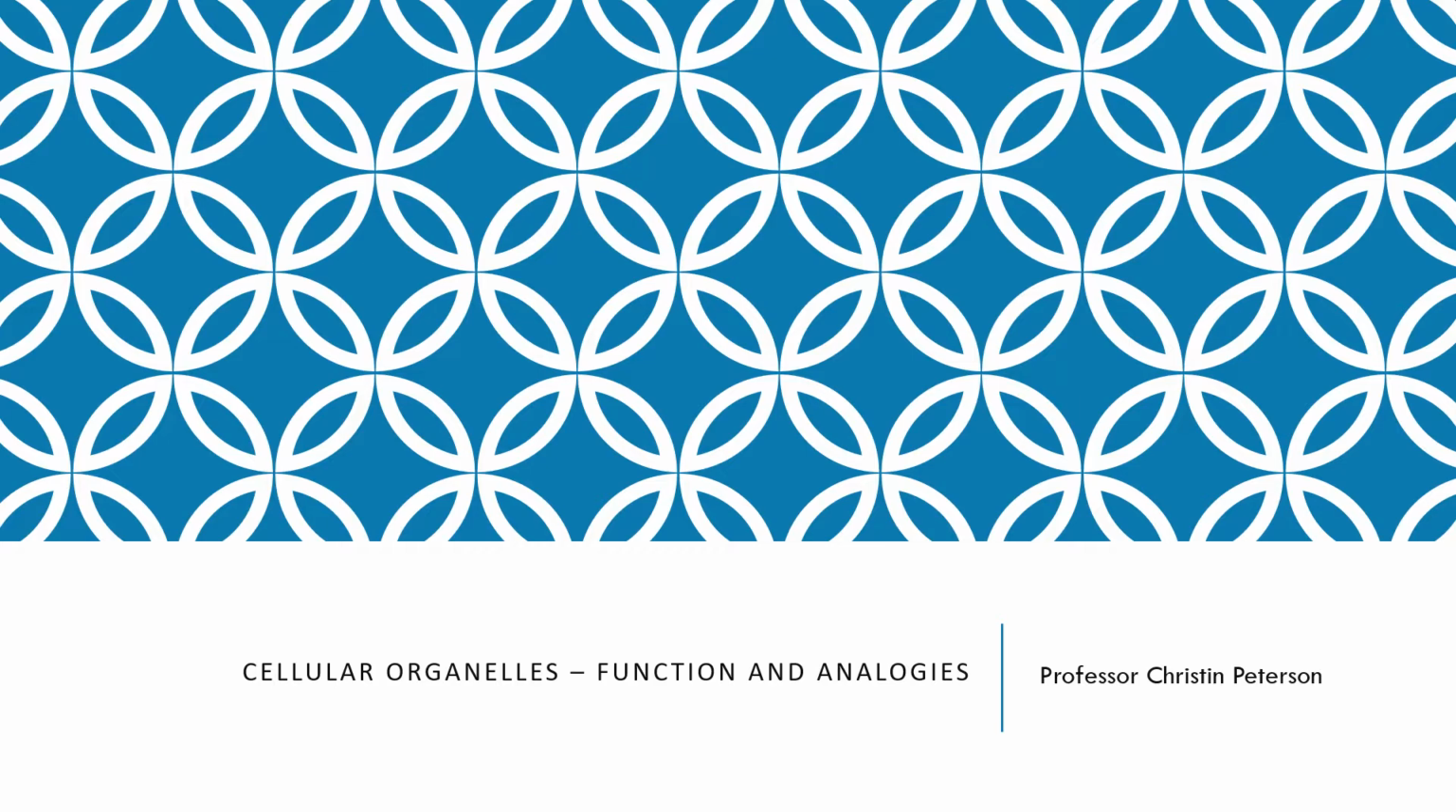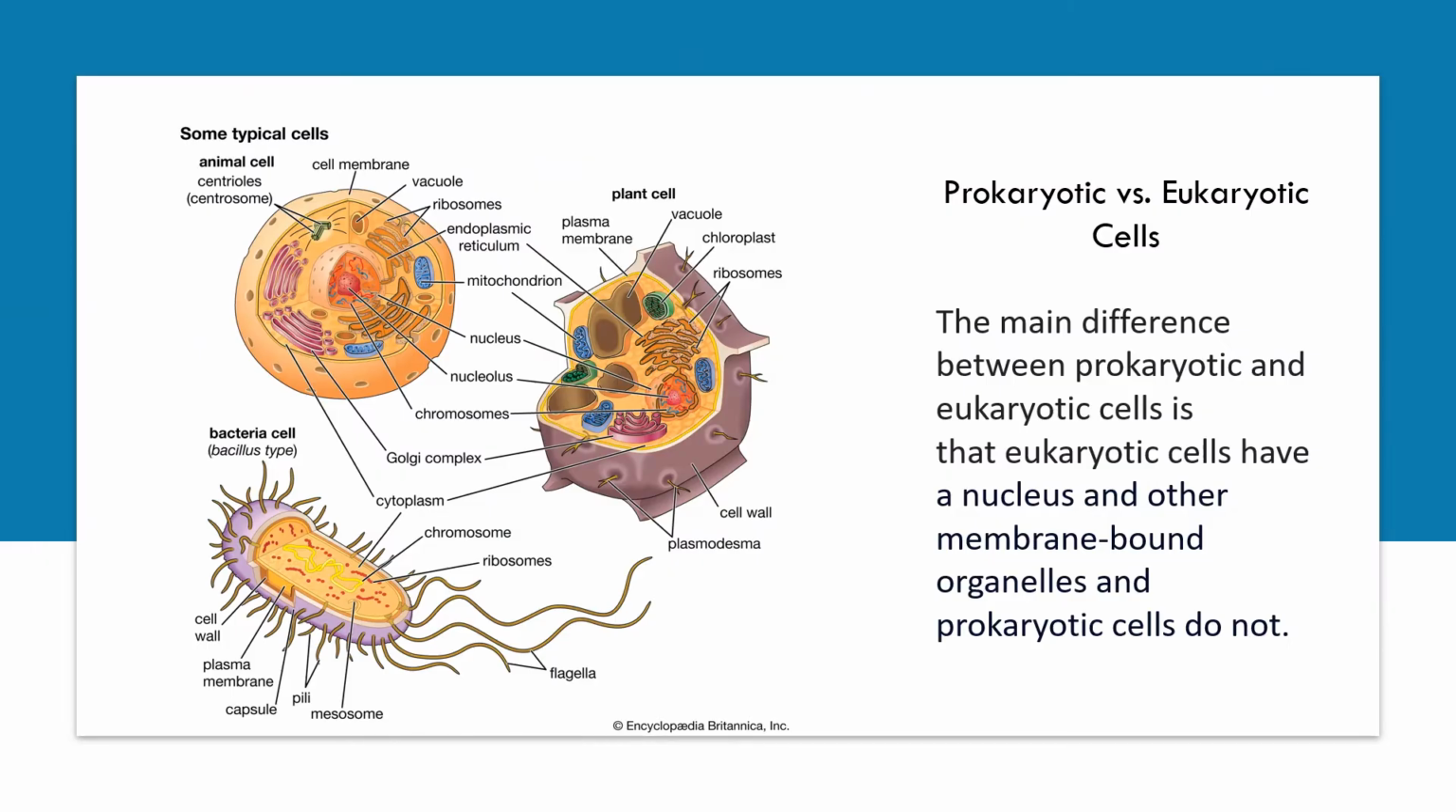First of all, we want to take a look at the difference between prokaryotic and eukaryotic cells. On the left-hand side of the screen, we see some typical cells. First, the upper image shows us a typical animal cell that is surrounded by a cell membrane. On the right, we see a typical plant cell. In addition to the cell membrane, the plant cell is also surrounded by a rigid cell wall.